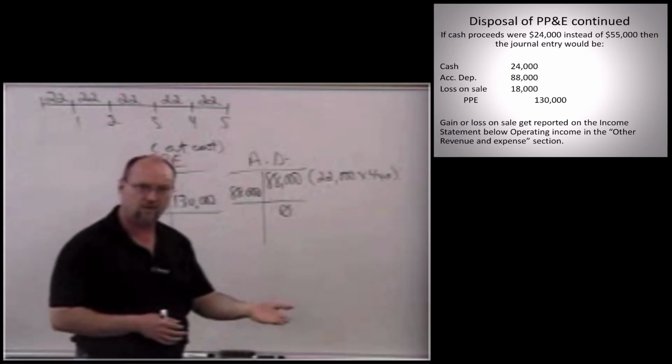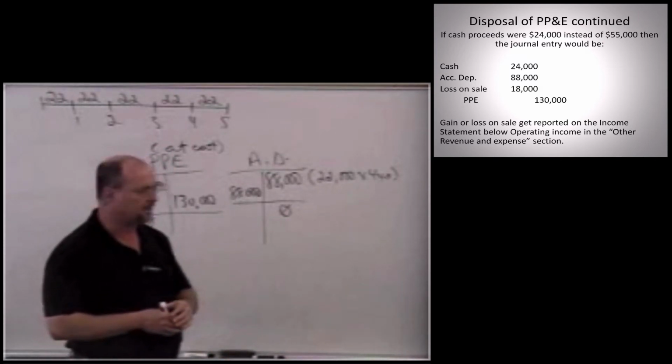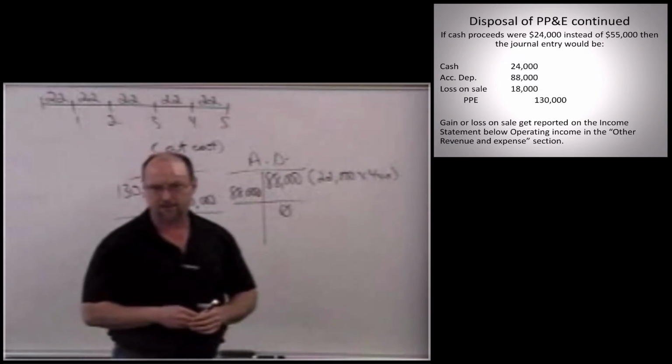If I had a book value of 42 and I'm simply going to park it in the back of the yard, loss on disposal 42,000. I didn't receive any cash. Okay?